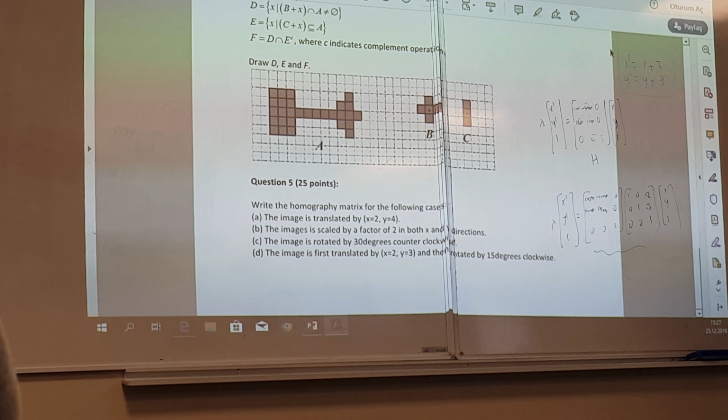Now, in the homework assignment that I gave to you, you're going to find the homography matrix. You're going to stitch the images. As a bonus part, I said, stitch more than 2 images.